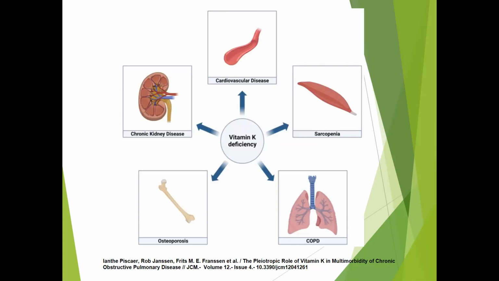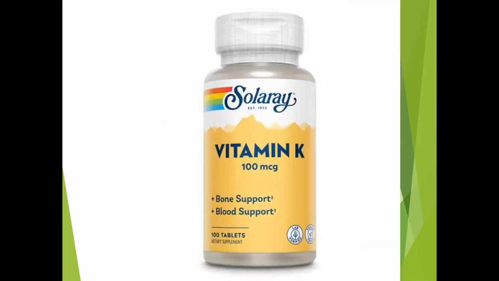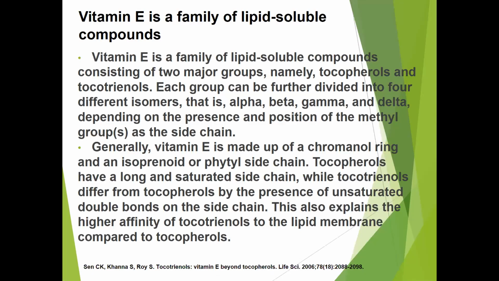For example, if the patient has vitamin K deficiency, there are problems of the cardiovascular system, sarcopenia, COPD, chronic obstructive disease of the lungs, sarcopenia, that is the increase of fat in muscles, chronic kidney disease, and osteoporosis. For recovery, we can use vitamin K, 100 micrograms, for help in this clinical situation.